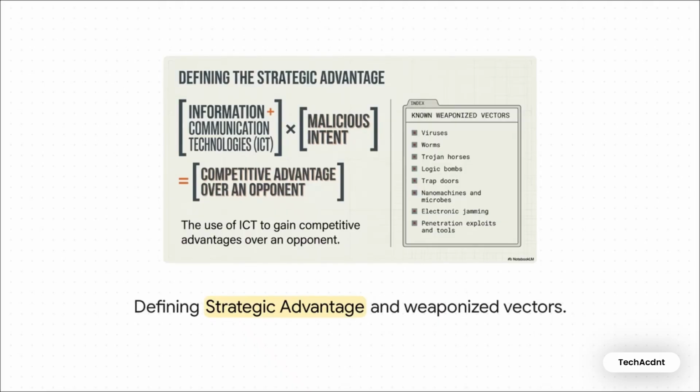Let's look at the literal equation for this strategic advantage. You take your ICT, multiply it by some serious malicious intent, and boom, that's your competitive edge. And when we think about known weaponized vectors, we're not just talking about old-school viruses or Trojan horses anymore. We're looking at logic bombs, electronic jamming, and even nanomachines. The arsenal out there is absolutely vast and incredibly specialized.